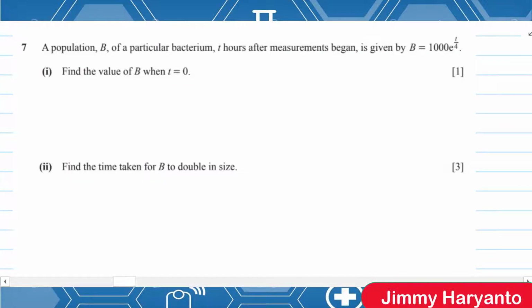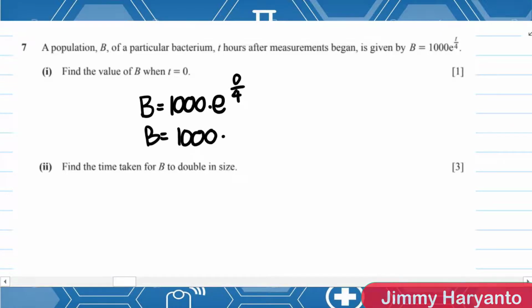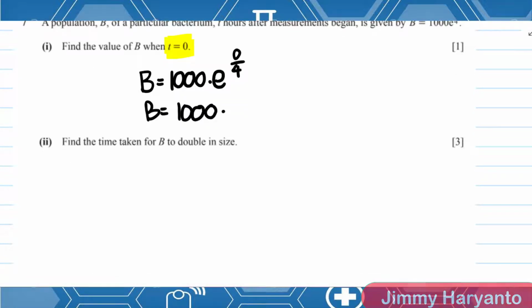Okay, next is number 7. For number 7, find the value of b when t equals 0. So we already have the equation b equals 1000 times e to the power of 0 over 4. Yeah, so the b will be 1000. What is the meaning of this 1000? That means the initial number of bacteria is 1000 bacteria. So b equals 1000 when t equals 0, the initial bacteria.